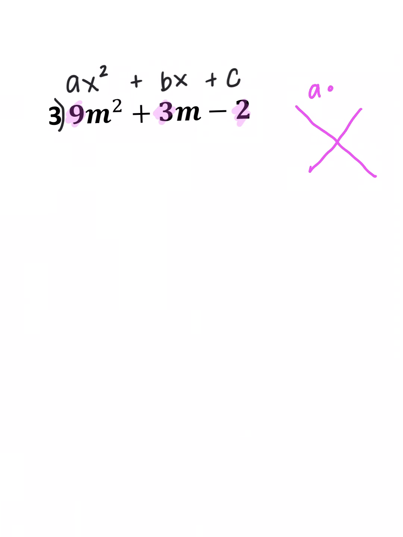So if we make our x, on top I'll do a times c, and on the bottom I'll do b. So a times c would be 9 times negative 2, which is negative 18, and I want to add to get 3. So I need to multiply to get a negative number, but I need to add to get a positive number. So that means to multiply to get a negative, one number has to be negative and one has to be positive. But to add to get a positive number, the bigger number is going to have to be the positive one.